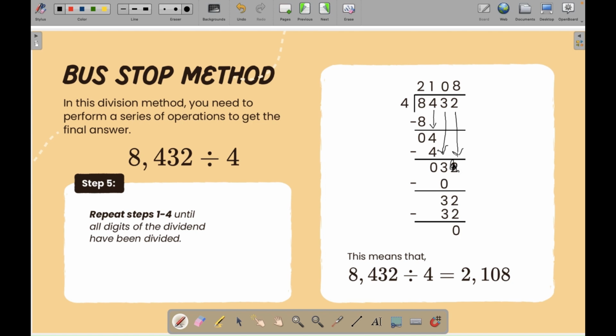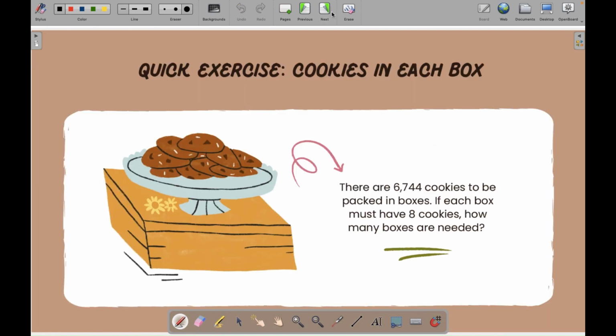There's no meaning to this. So they have written 32. So 4 8s are 32. And then 32 minus 32 gives us 0. Which means that 8432 divided by 4 gives us 2108. Okay. So each of the trucks will deliver 2108 bricks.